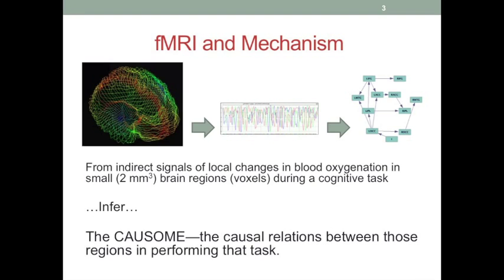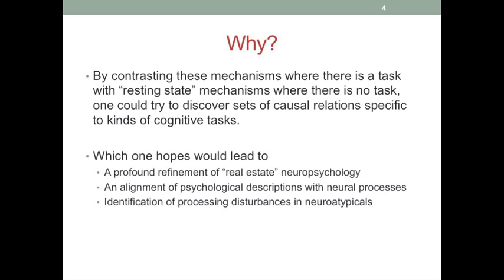Now, why do you want to do this? Well, for one thing, by contrasting the mechanisms where there is a task to mechanisms where there is no task, you might get information about causal relationships that are specific to a specific task or kind of cognitive task. And from this, you might hope this would lead to a refinement of your understanding of neuropsychology, an idea of how cognitive tasks align with neural processes, and how you might be able to identify disturbances for neuroatypicals.